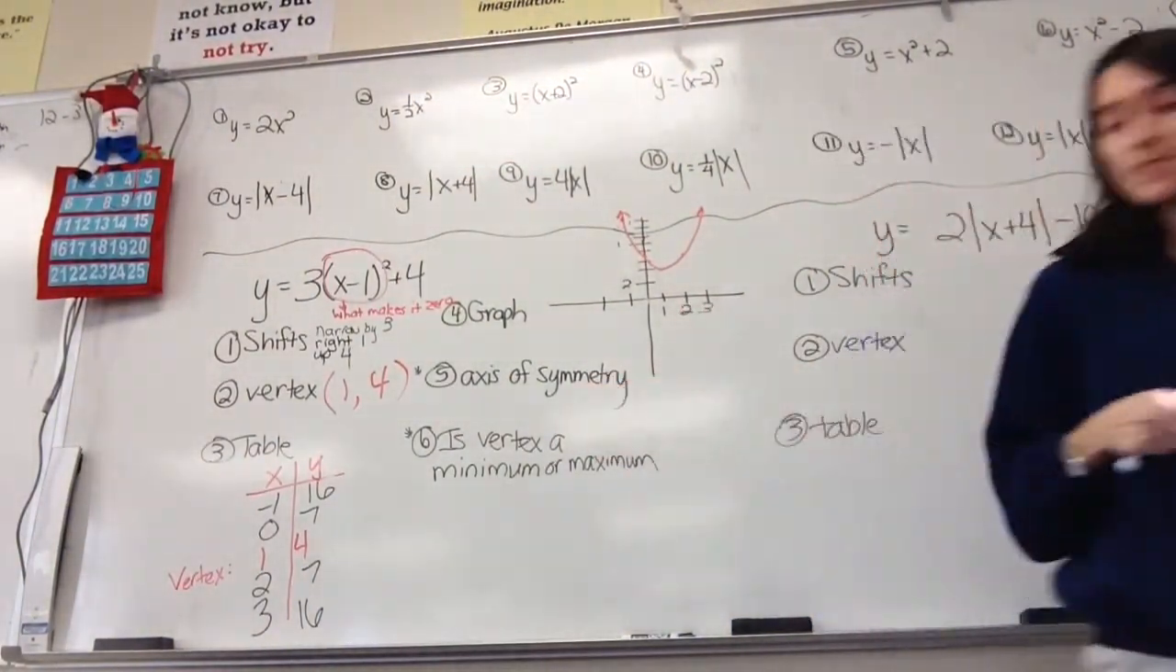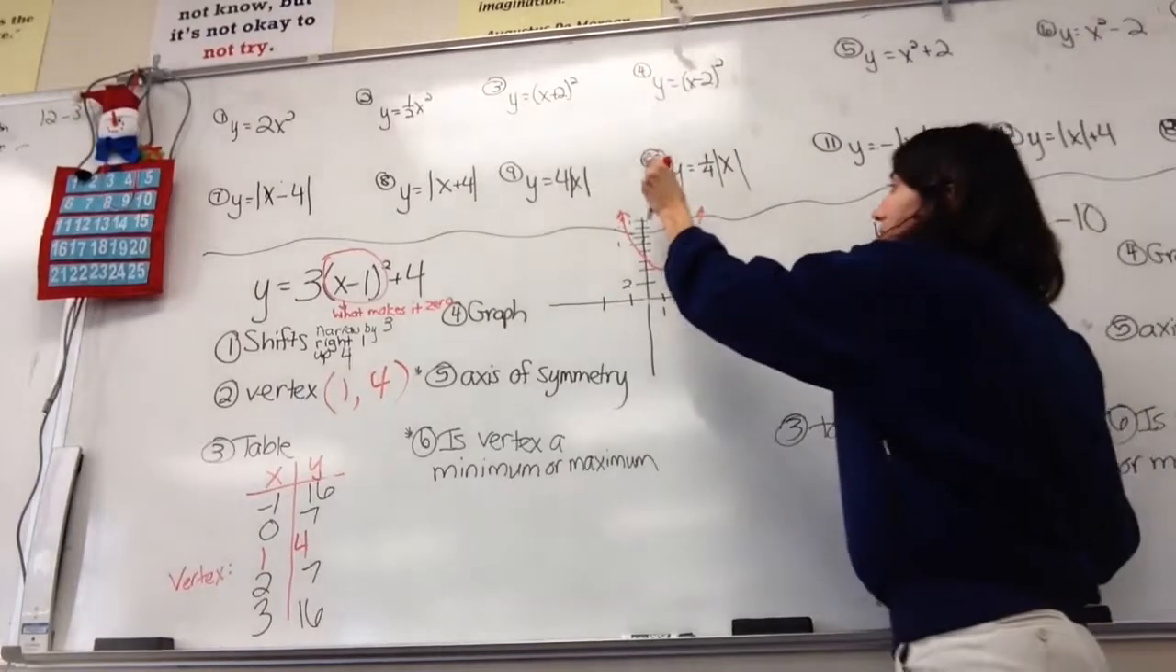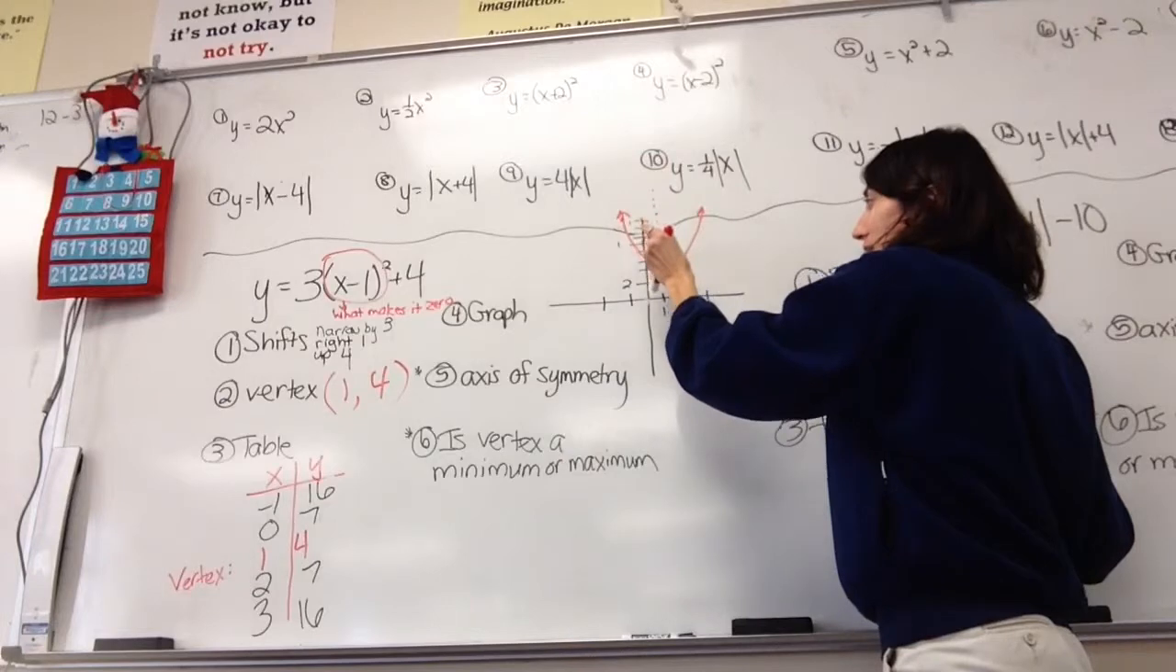Now these are new. Axis of symmetry, and then is your vertex a minimum or a maximum? Okay. What do I mean by axis of symmetry? Like when you hear symmetry. Ben? The line that cuts the thing in half. The line that would go straight down the middle, that would cut it in half.